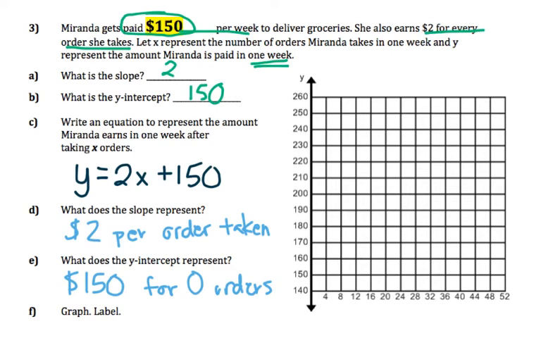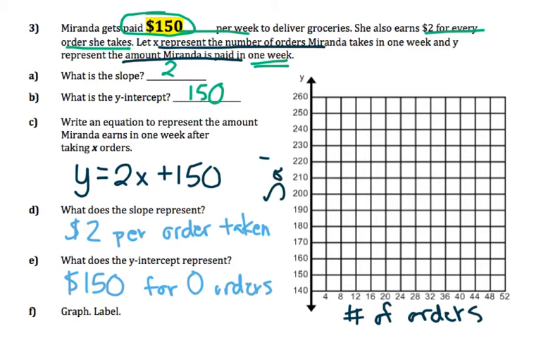Okay, so now part F, graph and label. So again, we're going to try to label first because that's helping us set up our problem, knowing how to graph it. So if we look back to this last sentence, we know that X represents the number of orders. So right down at the bottom, number of orders. And on the y-axis, it says that Y represents the amount Miranda is paid in 1 week. So we're going to put amount paid, or salary. And again, the salary is going to be in dollars, so I like to put that in parentheses just to show what we're talking about.